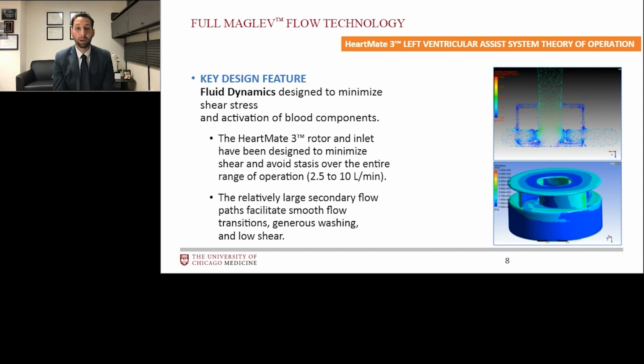Blue and green is good. This means low shear stress, so less activation of platelets, for example, whereas red and orange means high shear stress, which is less favorable. All of these design features, the self-centering rotor and the large gaps, lead to a low and consistent shear stress and improved flushing and washout of the rotor.